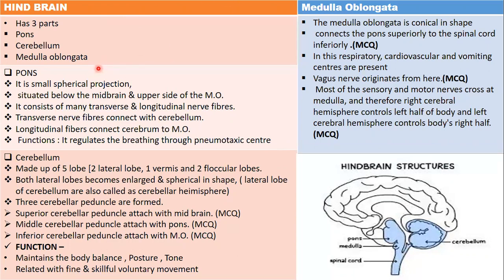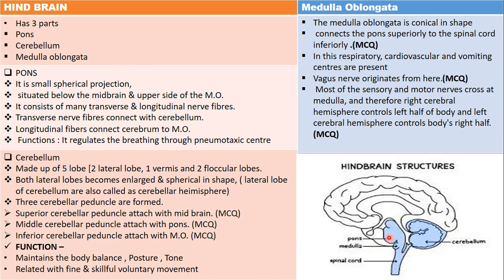So pons, it is somewhat a spherical projection. It is situated below the midbrain and above the medulla oblongata. Here you see we have the medulla oblongata, and here we have the midbrain. So it is basically a sandwich between the medulla oblongata and the midbrain.